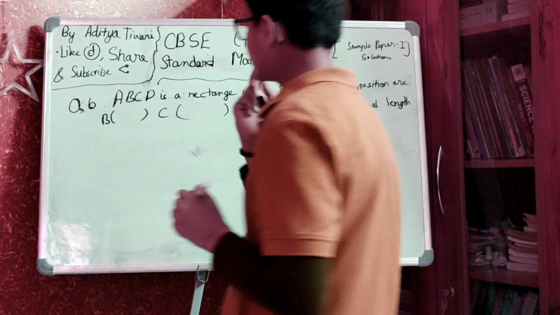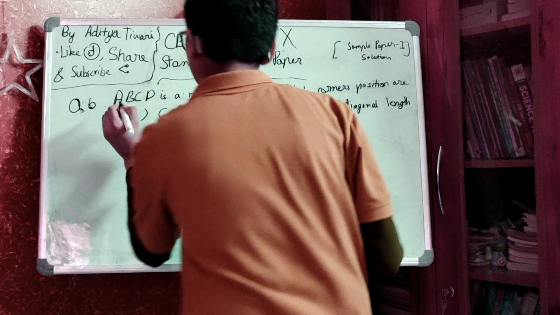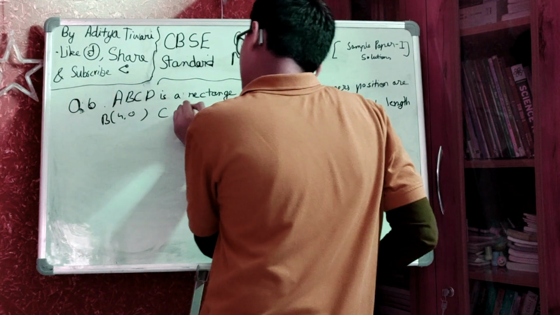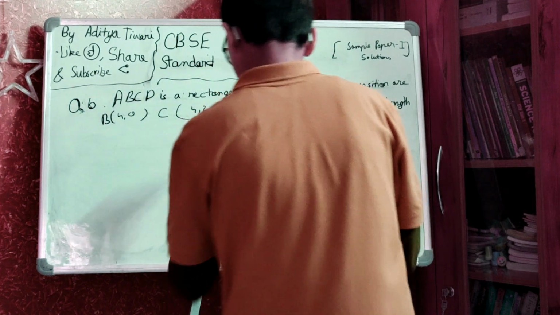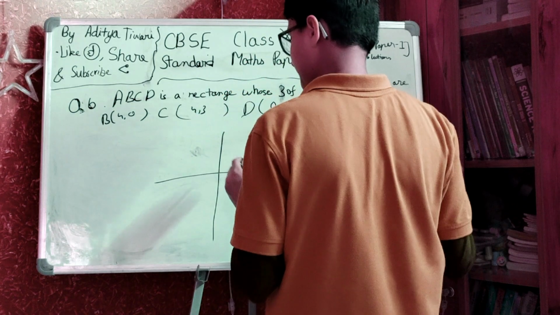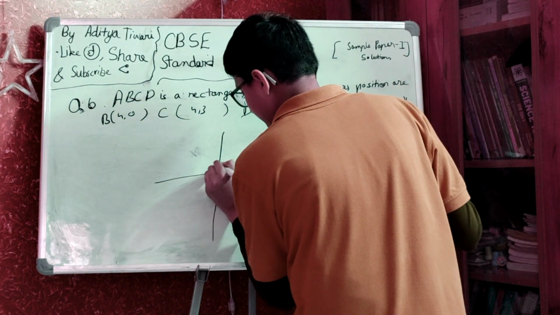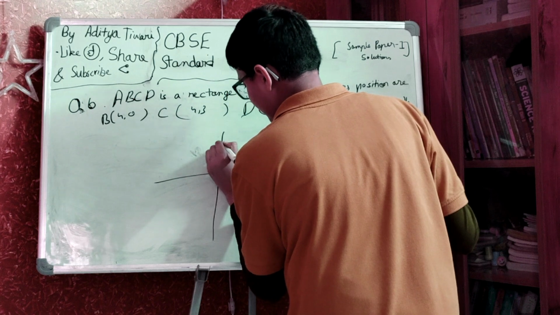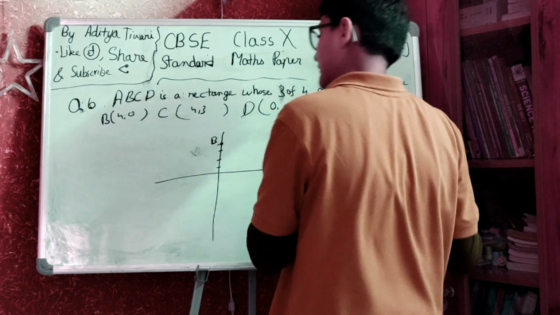Okay. So B coordinate is 4, 0 and C is 4, 3. Okay, let's make the rectangle. So B is 4, 0. 1, 2, 3, 4. 4, 0. So this point is B.